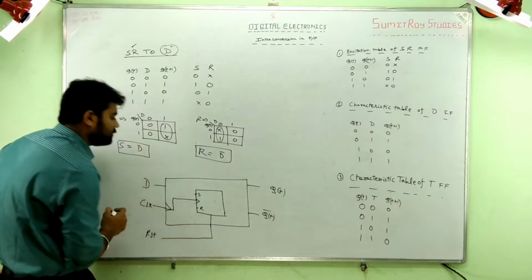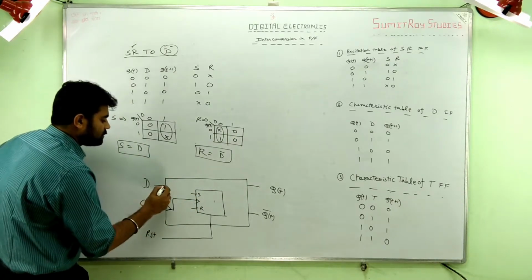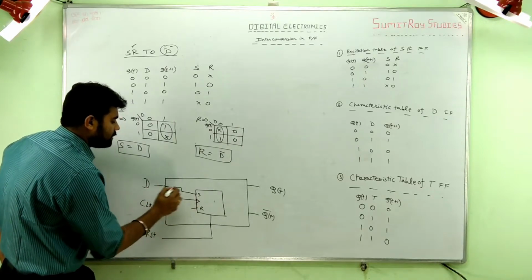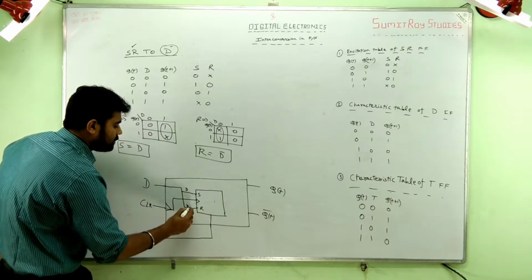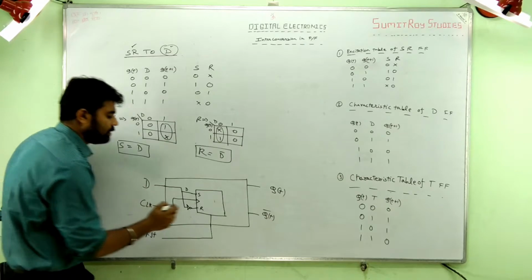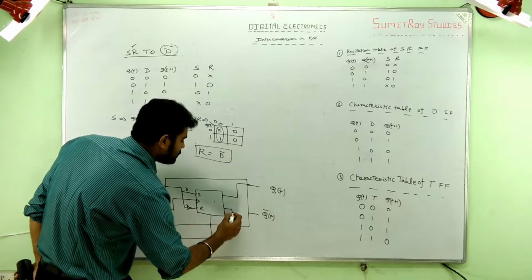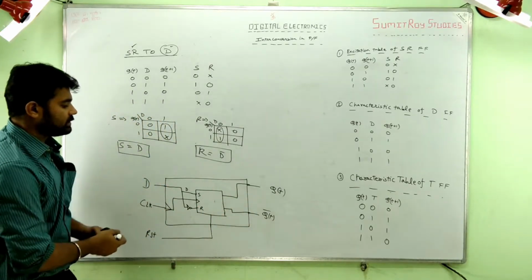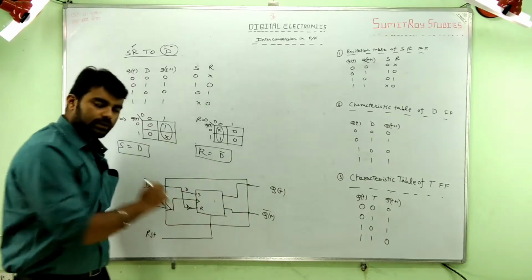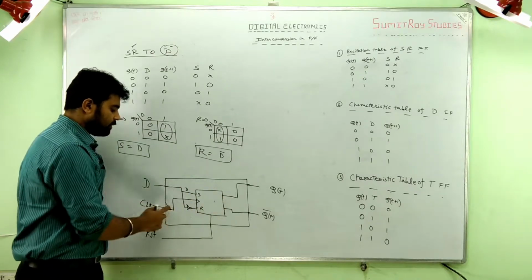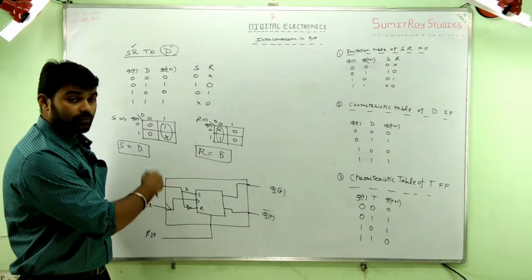So the clock, I'll join it here. Now S and R required inputs: S is D, so I'll directly join D here. And R is D bar, so I'll put a NOT gate here and give it as R. And this is QT and this is QT bar. So this is the SR flip-flop, and this whole thing is a D flip-flop. That is, the SR flip-flop is interconverted into a D flip-flop with the help of only a NOT gate. So this is SR flip-flop to D flip-flop.